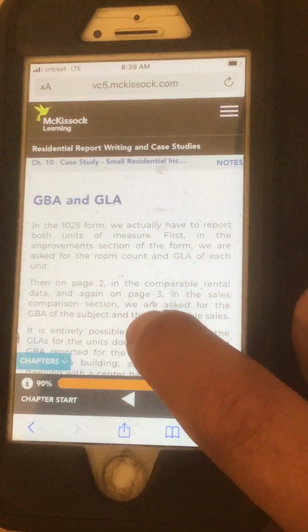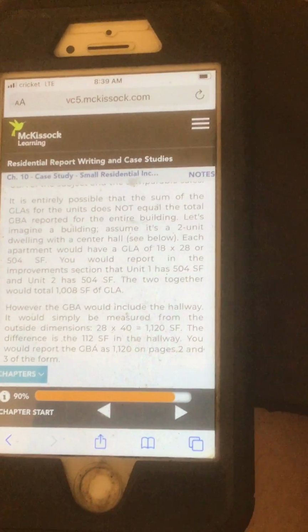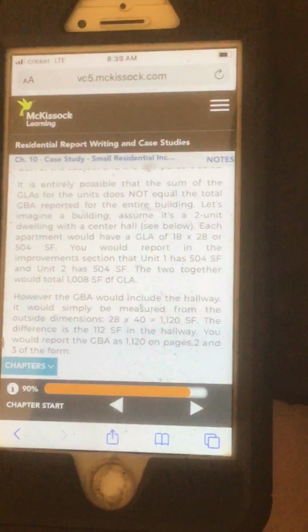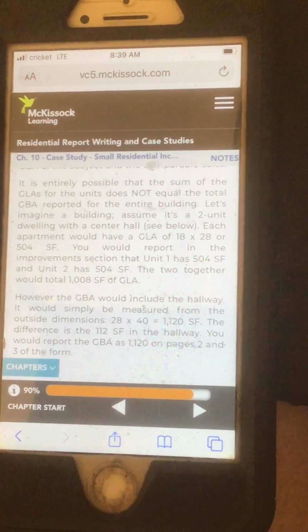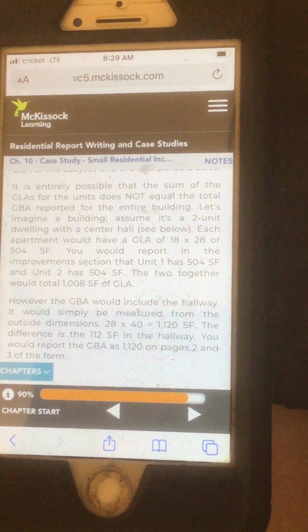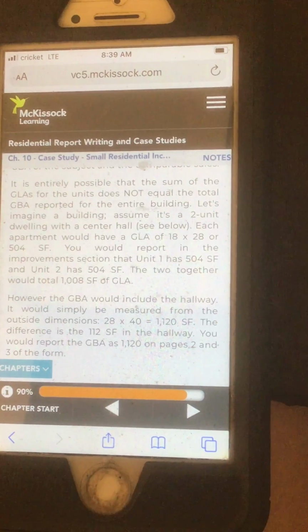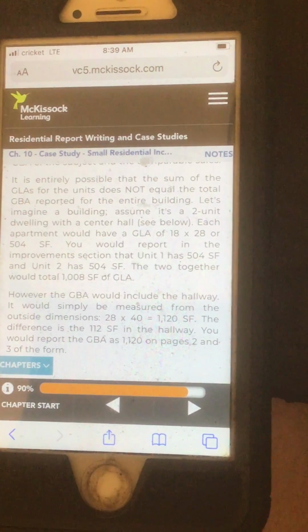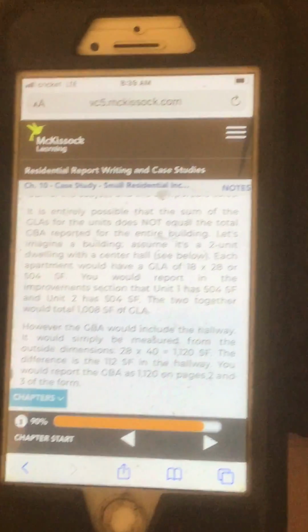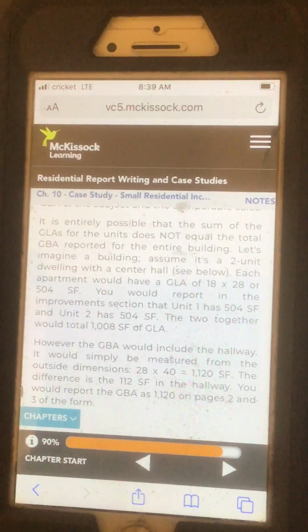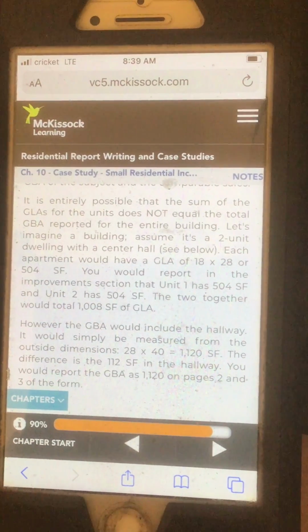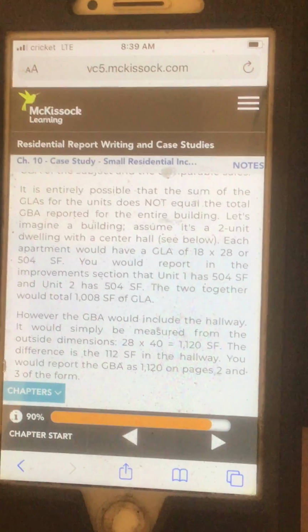It is entirely possible that the sum of the GLAs for the units does not equal the total GBA reported for the entire building. Let's imagine a building. Assume it's a 2-unit dwelling with a center hall. See below. Each apartment would have a GLA of 18 by 28 or 504 square feet.